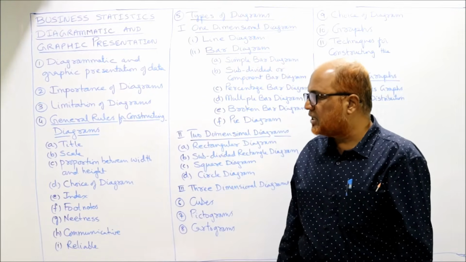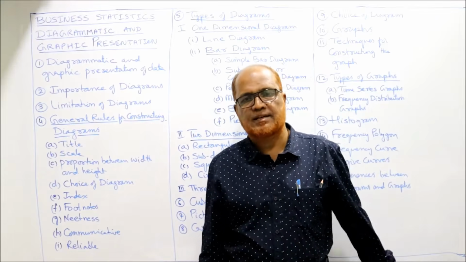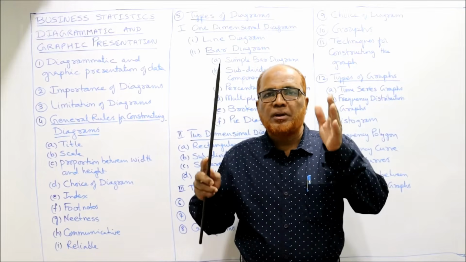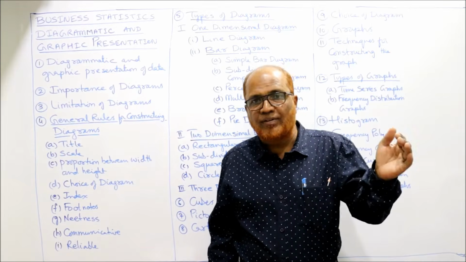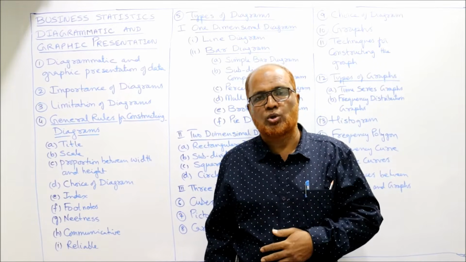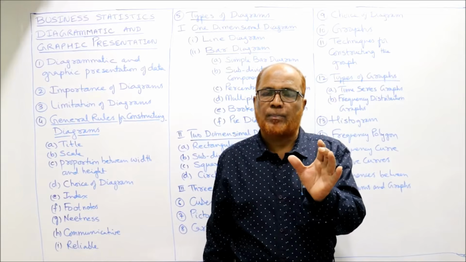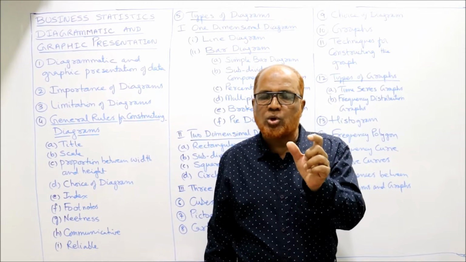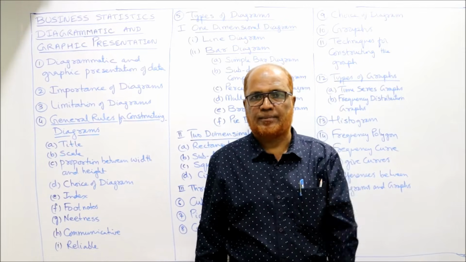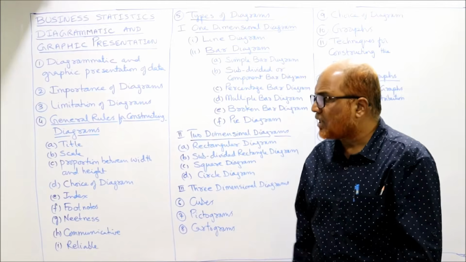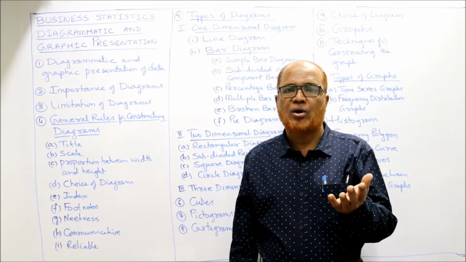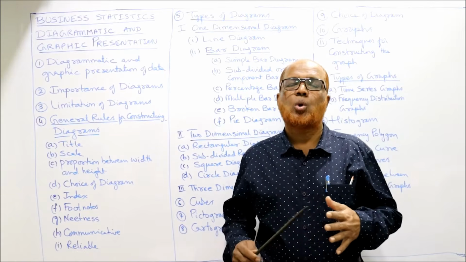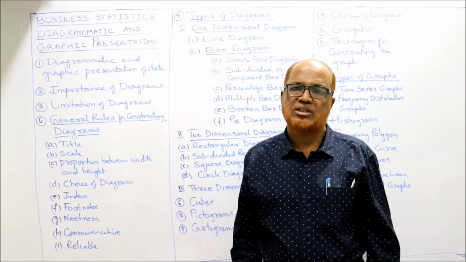Then proportion between width and height. The length of the diagram should not be too high, or the breadth of the diagram too wide. It should be appropriate. There should be a proportion between height and width. The next one is choice of diagram. We don't have a single method of drawing the diagram. There are so many methods of constructing the diagram.